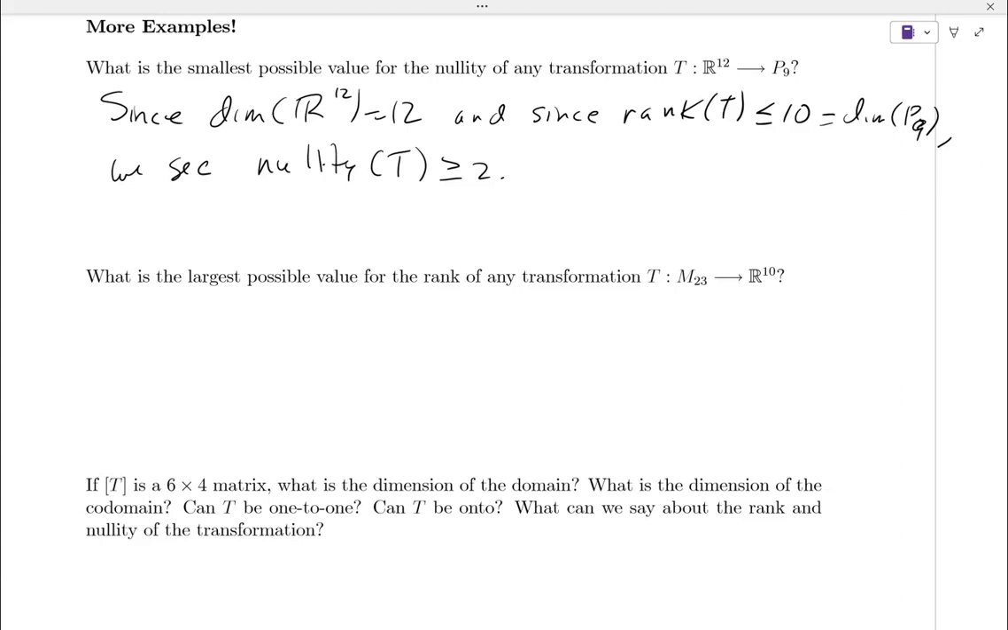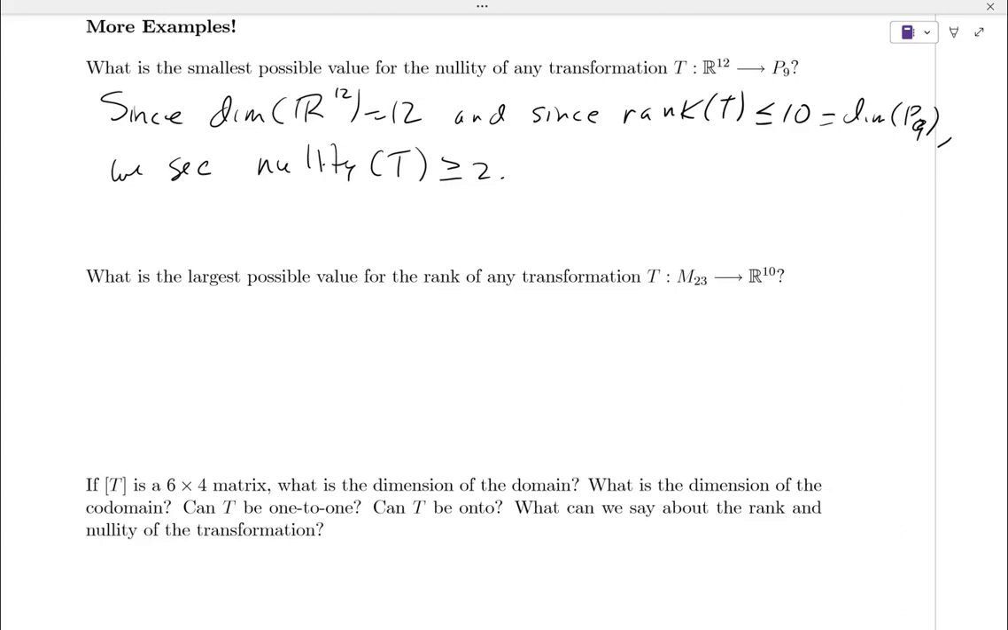Well, let's look at this one. Let's go the other way. This one says, what's the largest possible value for the rank? Well, the dimension of your codomain space here is 10. So you might be tempted to say 10, but that would not be correct in this case.